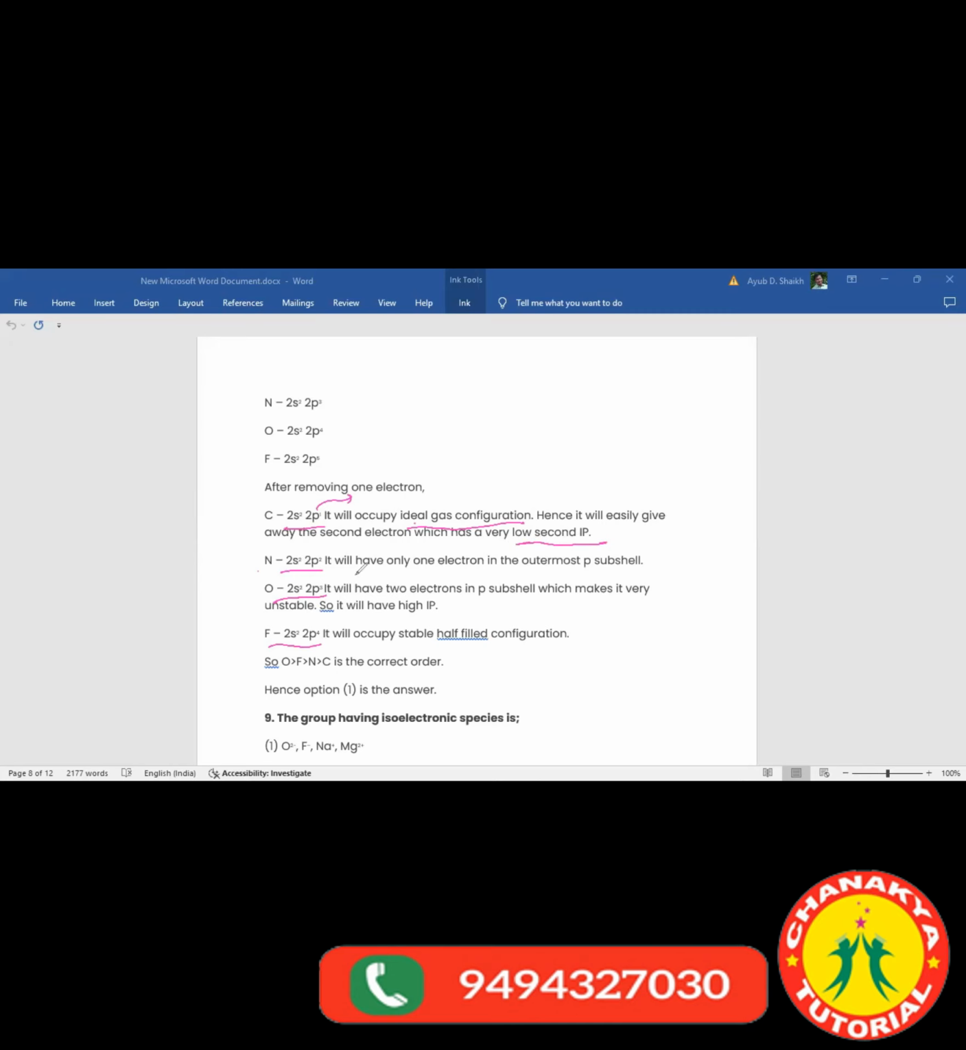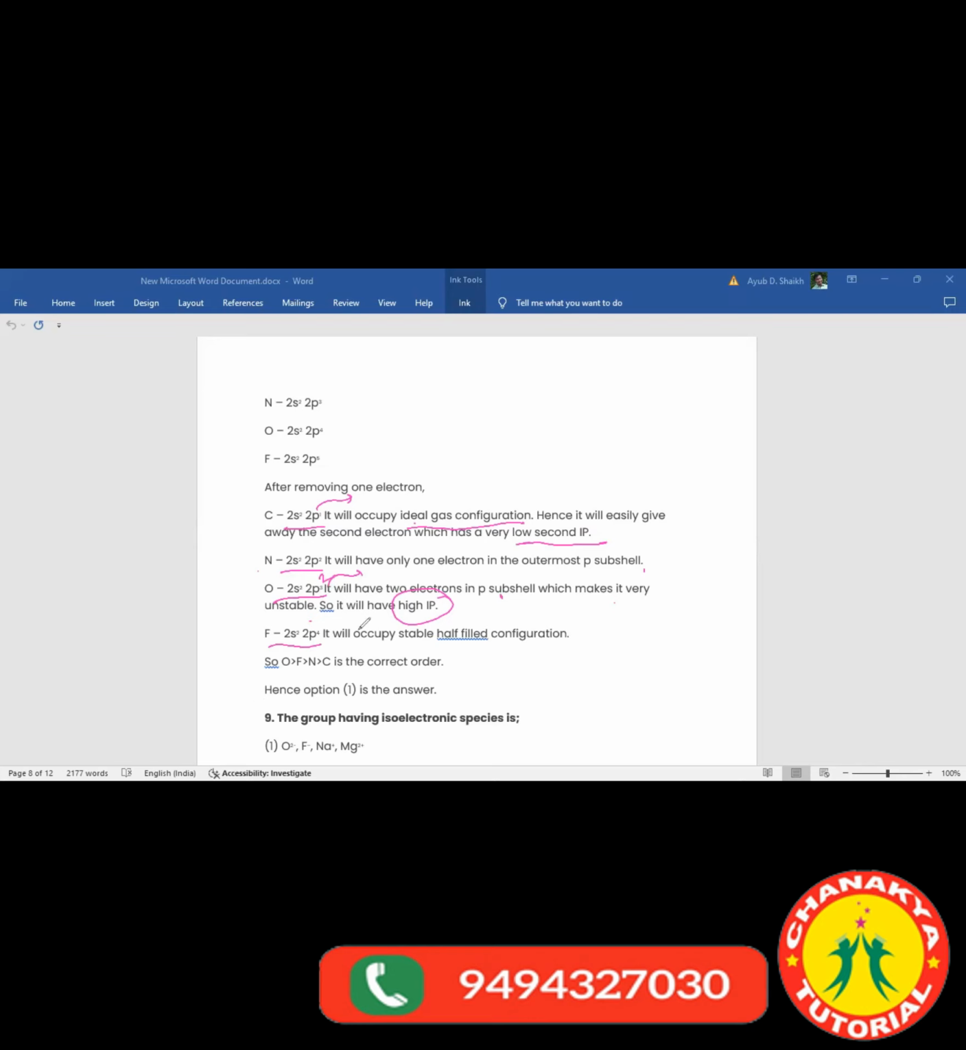Now, when we go for the nitrogen, it will have only one electron in the outermost p subshell after removing the electron for the second ionization potential. So it may require more energy as compared to carbon. Now for the oxygen, it will have 2 electrons in the p subshell after the second ionization. It's very unstable and so it will have a high ionization potential. Why? Because in the p orbital there would be 2 electrons after removing one more electron from the 3.